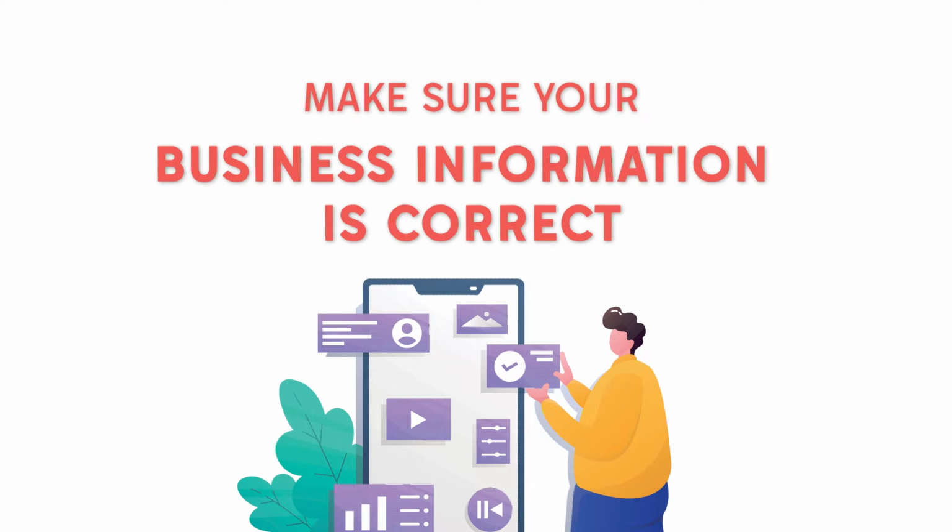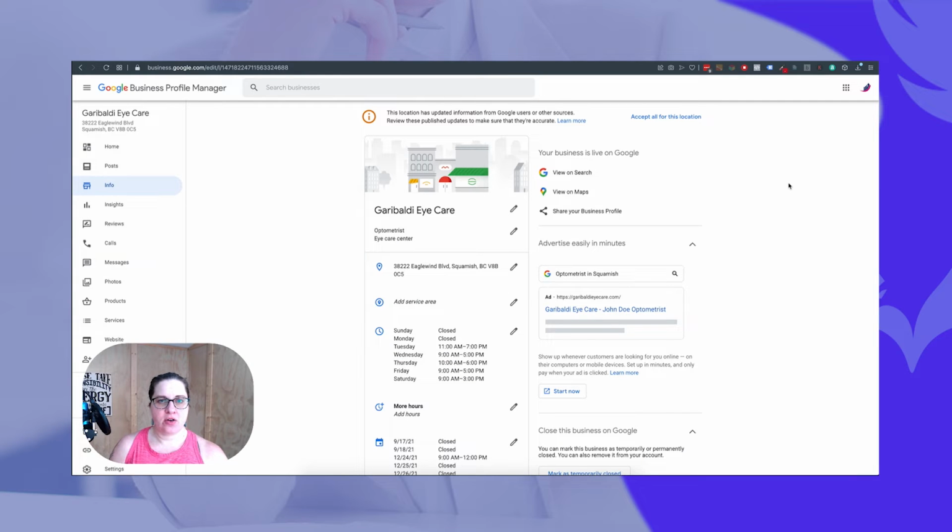You want to make sure your business information is correct. Now, the key is your business information needs to be correct across the entire web. It needs to be the exact same on your website, any directories like the BBB or Yellow Pages, and your Google My Business. And what do I mean by that? It means your address, but more importantly, your name. I'll see different variations of a name. It could be Garibaldi Eye Care, or Garibaldi Eye Care Limited, or Garibaldi Eye Care Incorporated, and that's wrong. It needs to be the same across everything. So that's the first thing to know before you start into this.